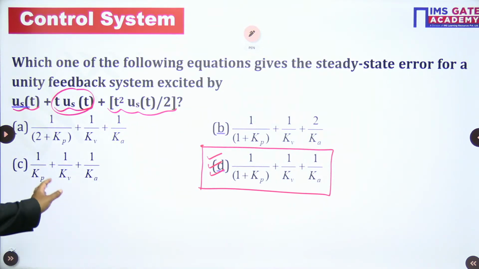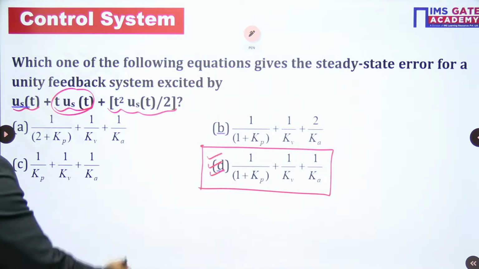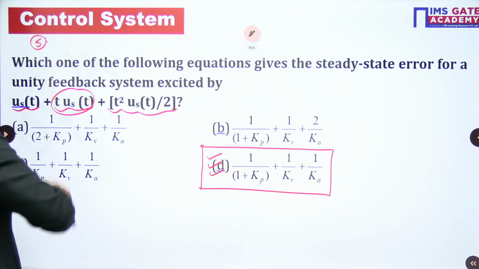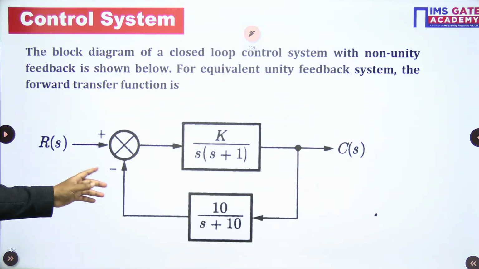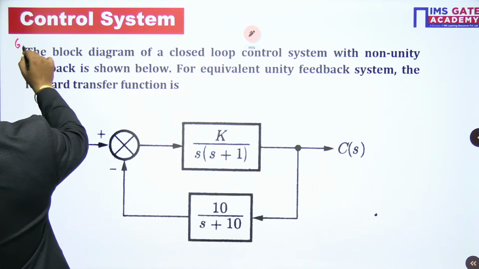Chalein. So I think this is question number 5. Okay. We'll solve 10 questions back to back, guys. So 5 questions we have completed. Now this is a very good question. This is question number 6.